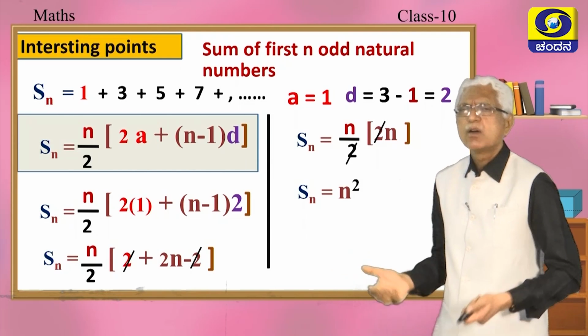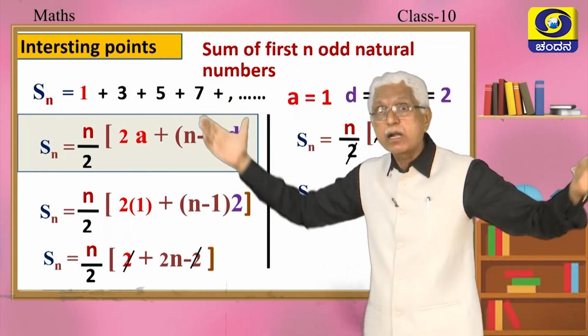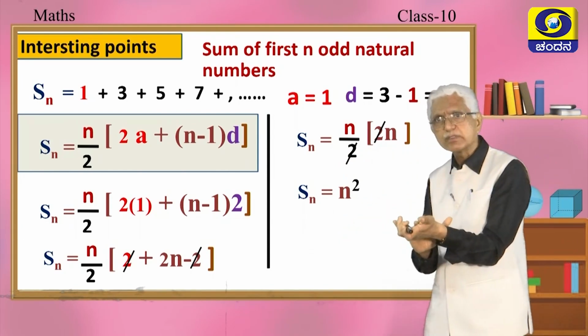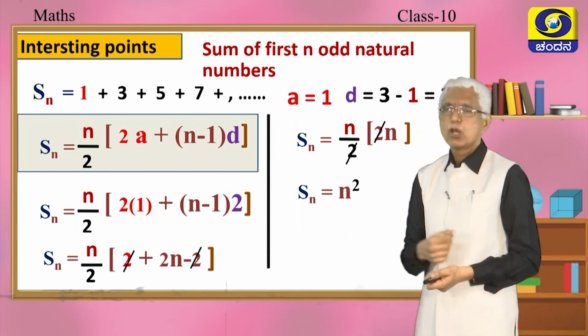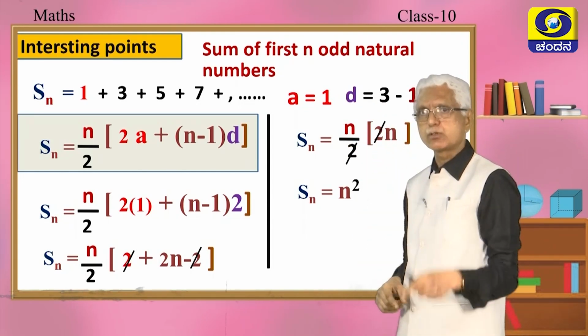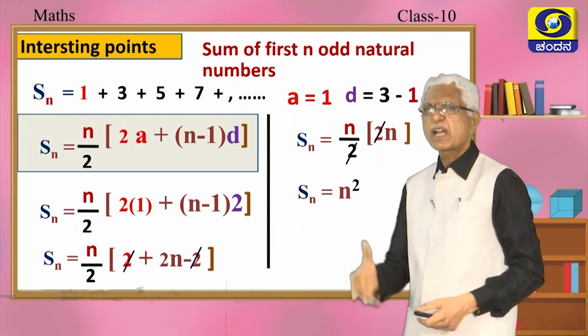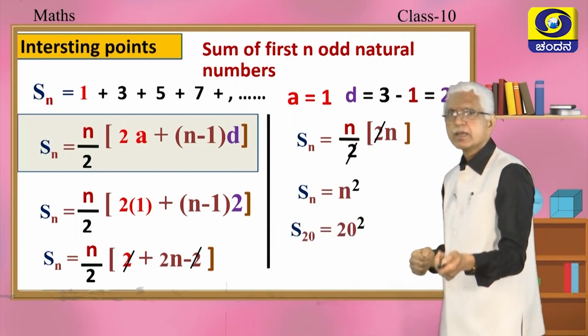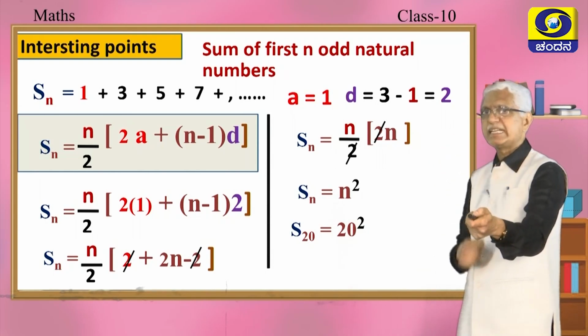So beautiful. What is the sum of the first 100 odd natural numbers? Sir, 100 square, sir, 10,000. Beautiful. Formula is ready. Will you use Sn is equal to n by 2 into 2a plus n minus 1 into d for this? You will not, because you know it is n square, right? Okay, that's good. See, what is the sum of the first 20 odd natural numbers?